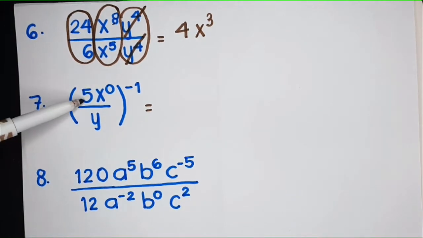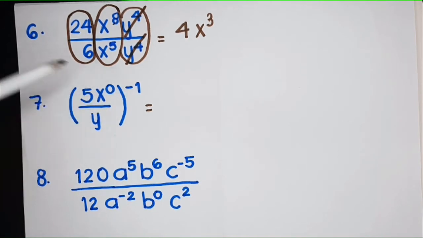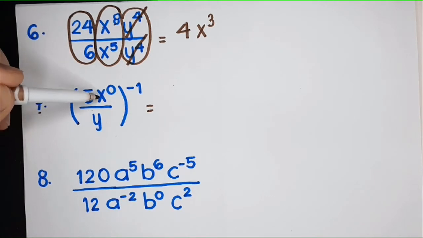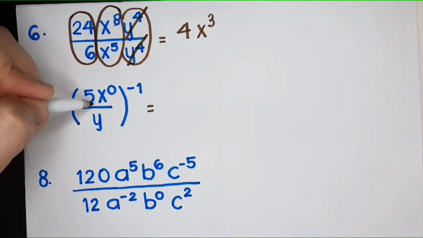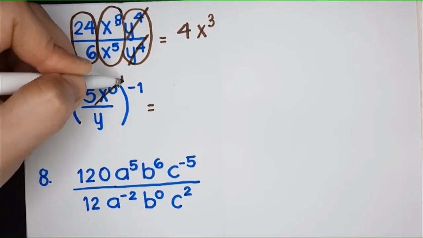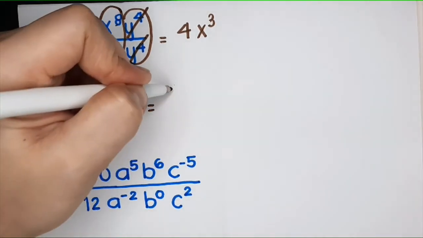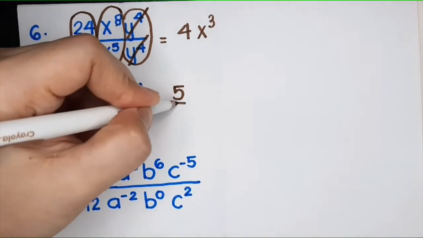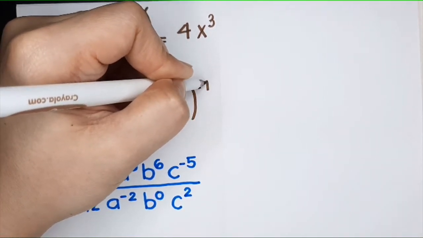Okay? So, you have 5x raised to 0 over y and then raised to negative 1. So, we know that any number raised to 0, of course, except 0 raised to 0, okay, is equal to 1. So, this becomes 1 here. Of course, assuming that this x is not 0. Okay, so you have 5 na lamang because 5 times 1, it's 5 over y. And then don't forget to copy the negative exponent here.